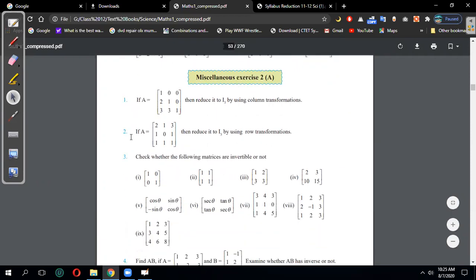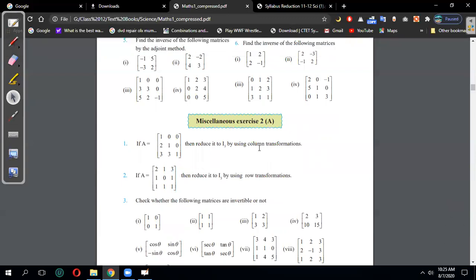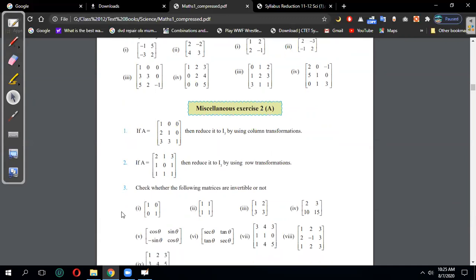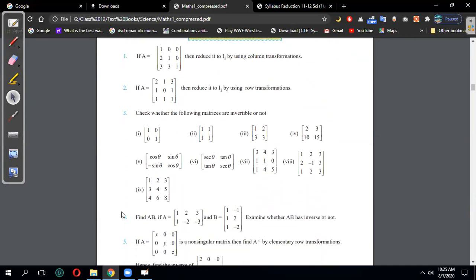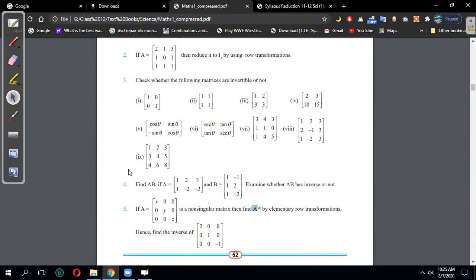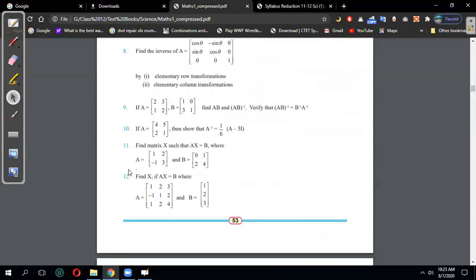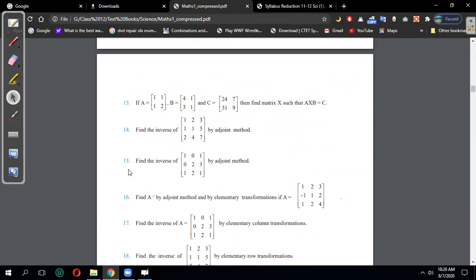Now let's move on to miscellaneous exercise 2. As per the syllabus, question number 1 is not eliminated. This is for your homework. Question number 2 is also homework. For the time being, just cross out any question related to A inverse or anything like that. So question numbers 3 to 7, 8, 9, 10, 11, 12, 13, 14, 15, 16, 17, 18.